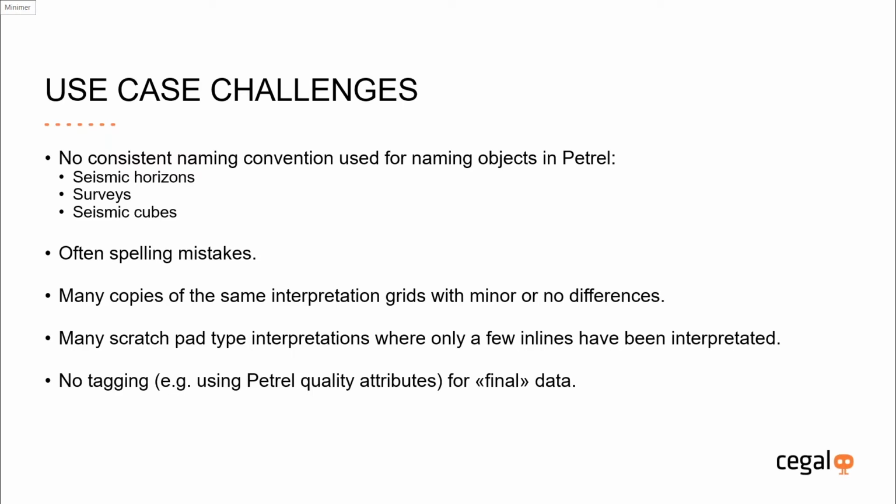Some of the problems that we face are that a lot of different names have been used for seismic horizons, surveys, and cubes. Often there are spelling mistakes in these names so that they can't be exactly matched. There are also many copies of the same data with maybe minor or no differences. And there's a lot of scratch type data with low quality that really doesn't give much value. And there's no tagging, for example, using the Petrel quality attributes for deciding what's the final data.